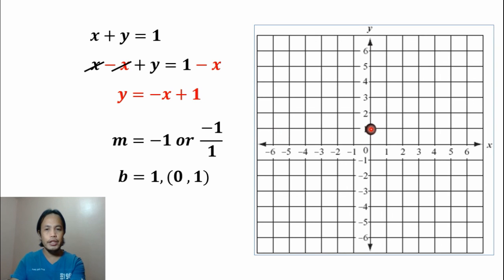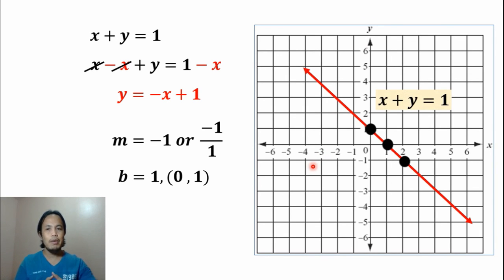So from this point here, we have 1 and 1 unit to the right. So this is 1. So this is our second point. Then the same process, we move 1 unit downward and 1 unit to the right. So this is our third point. By connecting these points, we can have this line. So this line is now the graph of the equation x plus y equals 1.